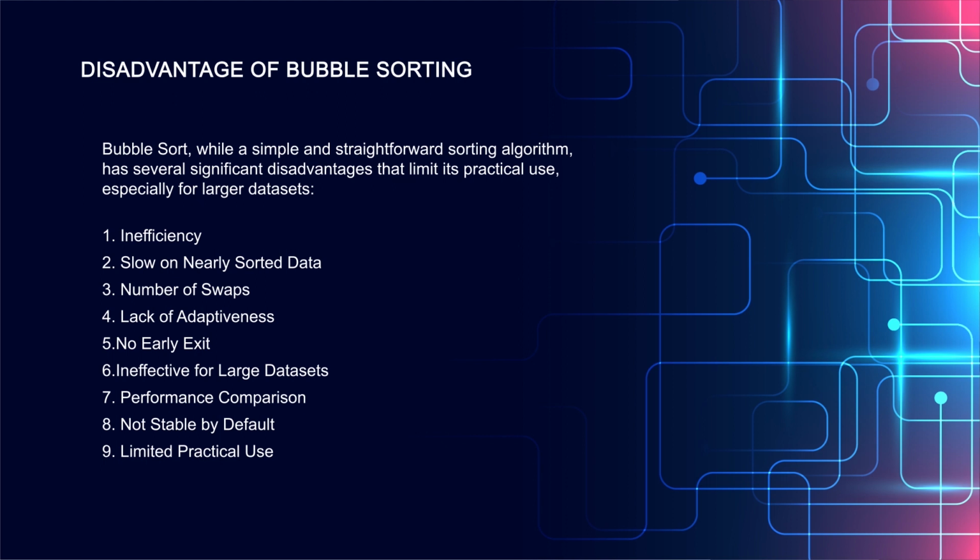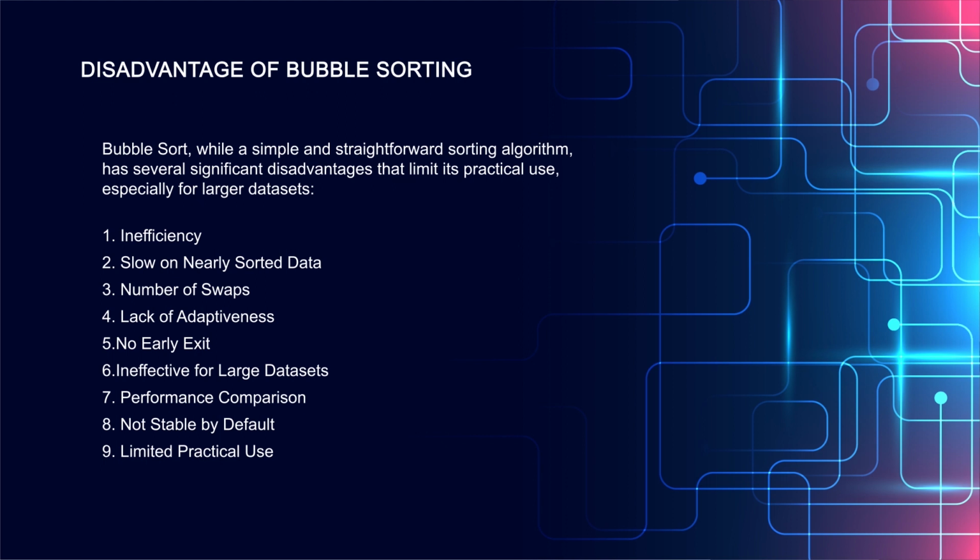The second disadvantage is that it is slow on nearly sorted data. Bubble sort performance is not significantly better on nearly sorted data. Even if only a few elements are out of place, bubble sort still performs a large number of unnecessary comparisons and swaps, leading to suboptimal performance.